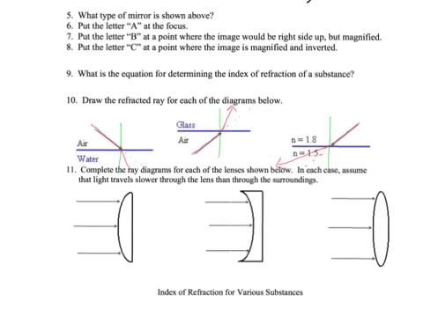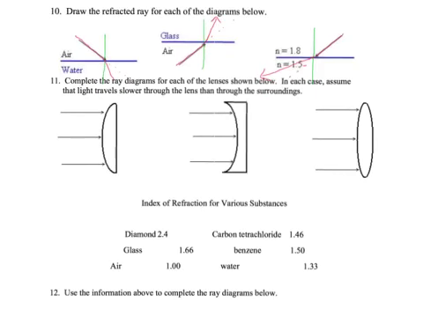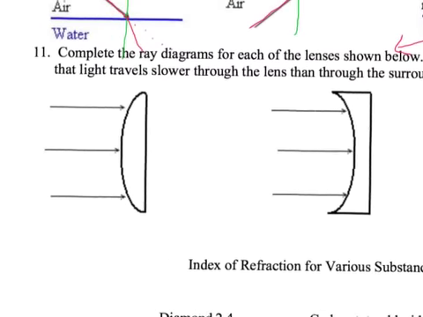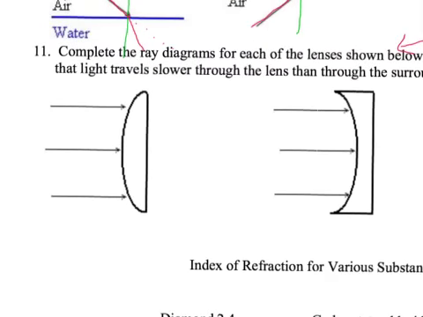Alright. Complete the ray diagrams for each of these lenses. In this case, assume the light travels slower through the lens. Okay, so let me make this a little bit larger then. Alright, so I just have to draw these rays. This time they're not reflecting, they're refracting. So I'm going to go ahead and draw myself some normals. I'm going to draw a normal here. I draw a normal right here, which is coming in along the normal. I draw a normal right here.